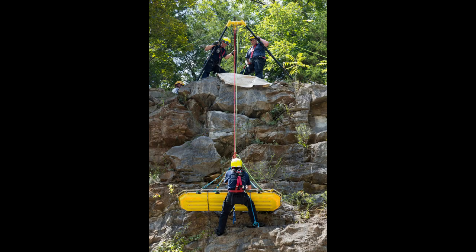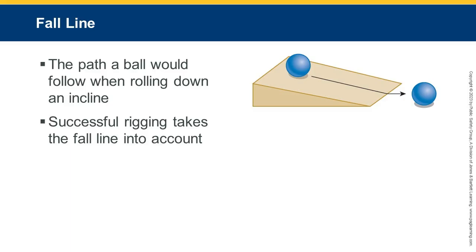Think of it as reading the natural flow of the terrain. The rope wants to follow that path unless you plan otherwise. Bottom line, a good rescuer always thinks about where the load wants to go. The fall line tells you, so you can control it.